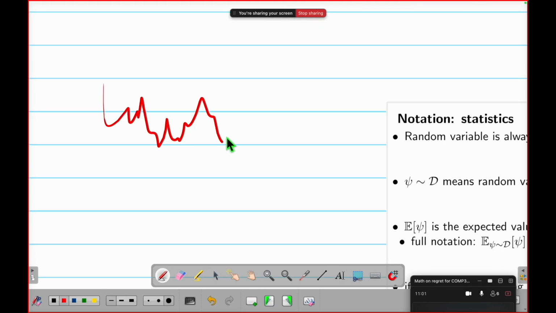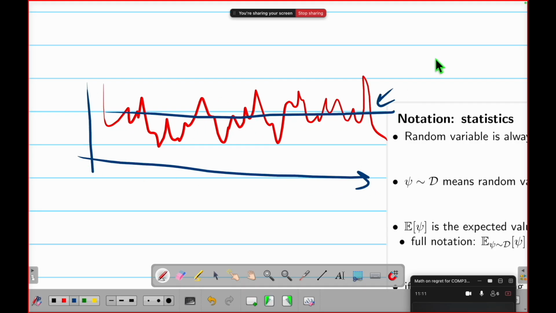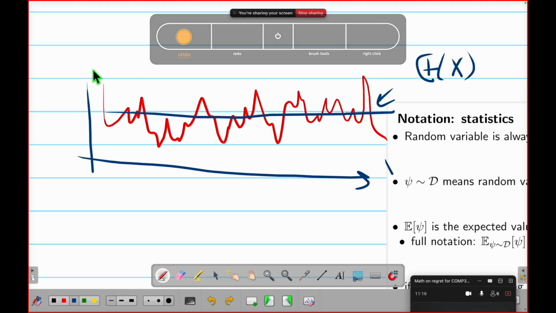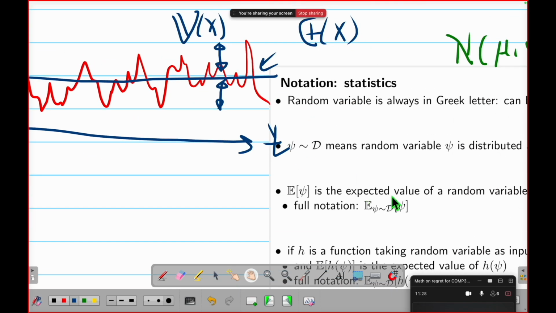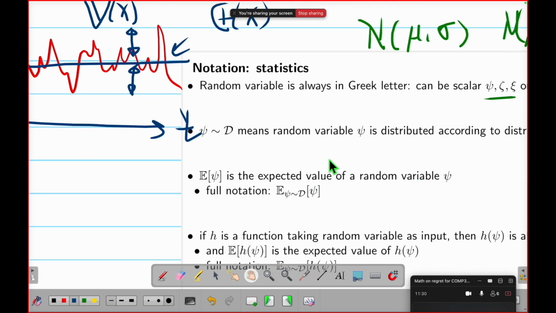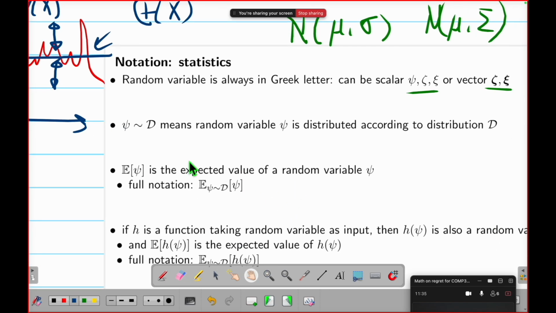So suppose I have this. Looking at this particular curve, what's the average? Approximately this line, right? This is Ex, this is x, and this is time. What is V? V is how much this fluctuates, so this is Vx. Then Ex is basically the expected value of a random variable. The full notation would include the distribution we write down, but usually, being lazy, I just write E.